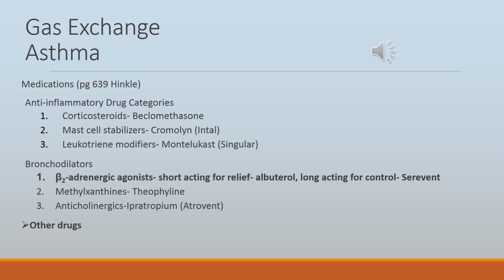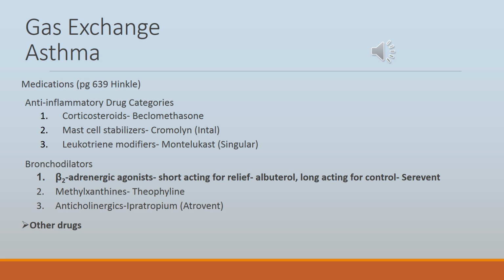Mast cell inhibitors, such as cromolyn or Intal, inhibit IgE-mediated release of inflammatory mediators from mast cells. Long-term administration can prevent and reduce bronchial hyperreactivity. It is effective in exercise-induced asthma when used 10 to 20 minutes before the exercise. Leukotriene modifiers, such as montelukast or Singulair, block the actions of leukotrienes, which are potent bronchoconstrictors. It has bronchodilator and anti-inflammatory effects. It is not indicated, though, for acute attacks.